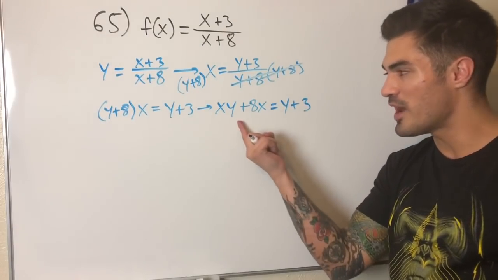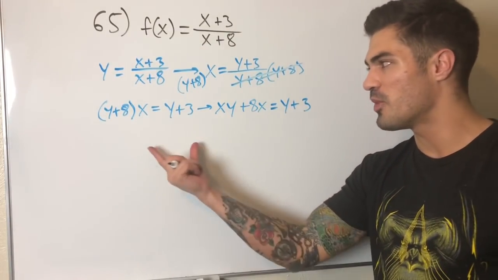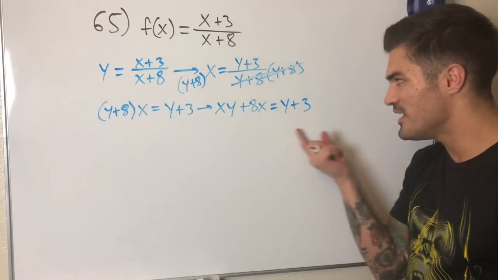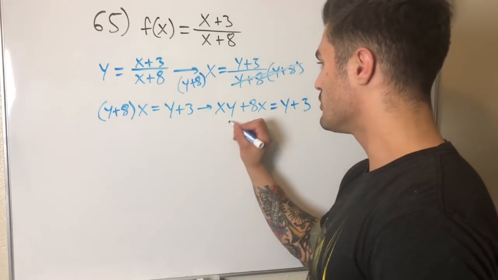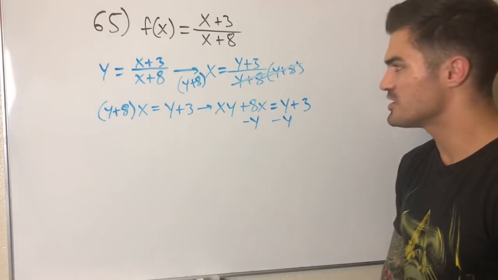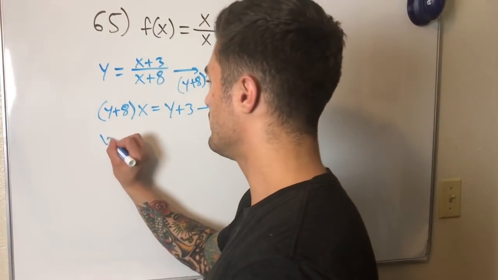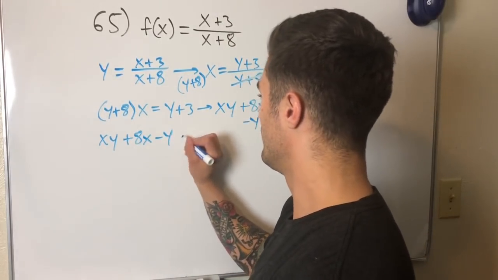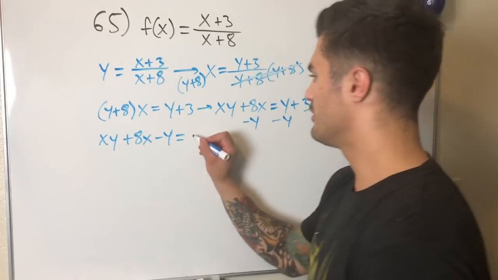So I'm going to subtract the y over to this side because I want both my y terms by themselves on one side of the equation. And I want to subtract my 8x over to here. So I'm going to subtract both sides by y first. Subtract both sides by y, and I get xy plus 8x minus y equals 3, all right?